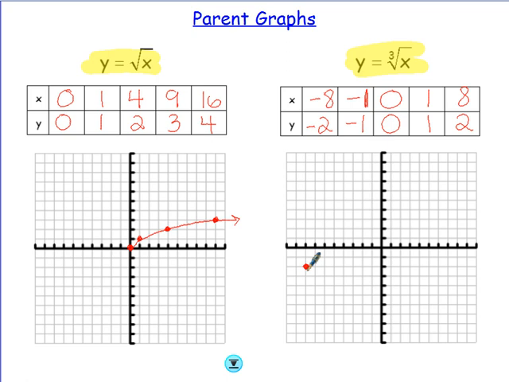Negative 1 would be left 1 and down 1. 0, 0 is obviously in the middle. 1, 1 would be right 1 and up 1. And 8, 2 would be right 8 and up 2.